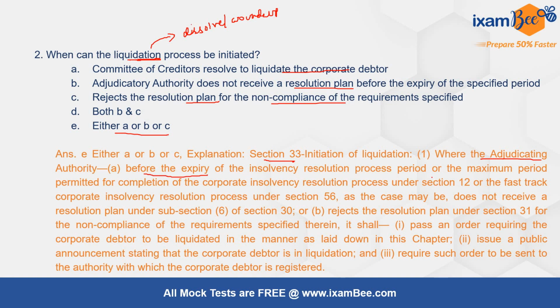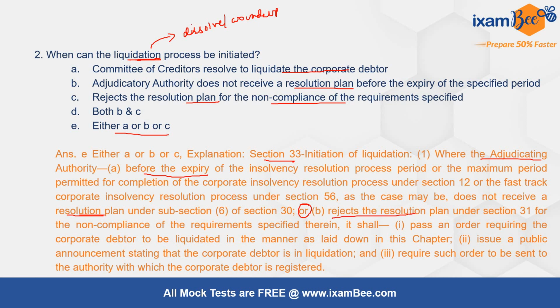So before the expiry of the insolvency resolution period, or the maximum period permitted for the completion of that particular process, or the time period related to the fast track resolution process, if within these specified time periods the authority does not receive the resolution plan, then in that case there can be an order with respect to the liquidation of the corporate debtor. Again, you can see the "or" word is used. Either of these situations, if they exist, the liquidation process can be initiated.